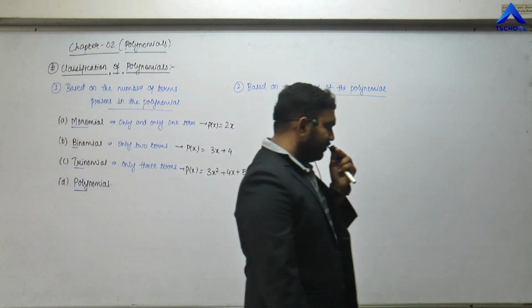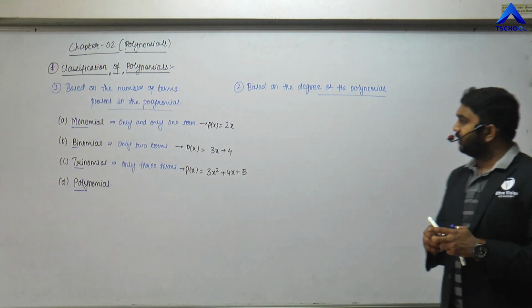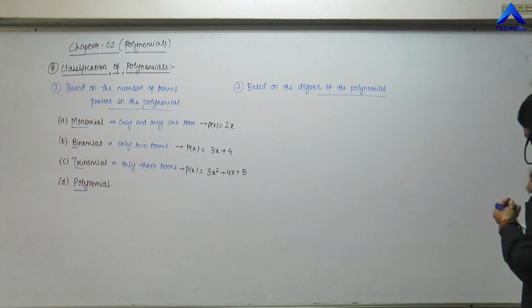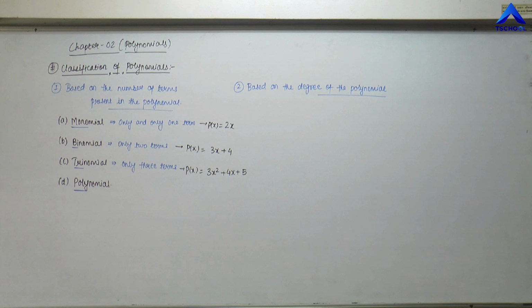That is a polynomial. Okay, now the next classification is the classification based on the degree of the polynomial. So friends, in the previous topic we already discussed the degree of a polynomial, right? So what is the degree of a polynomial? The degree of a polynomial simply means the highest power present in the variable.